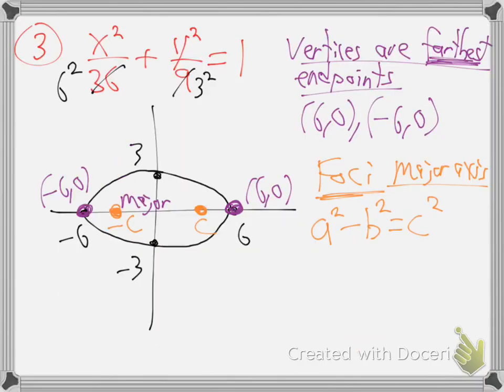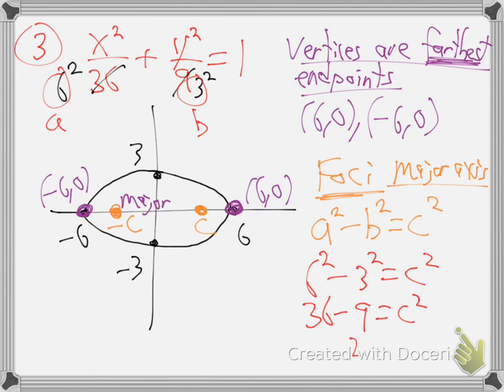Okay, so which one's the A then? So the two numbers, we have a 6 and a 3. Which one's bigger? 6, and B is 3. So it's 6 squared minus 3 squared is c squared. 36 minus 9 is c squared. 27 is c squared. Oh, minus. Yeah, it's not the normal Pythagorean. It's Pythagorean with a minus, for some reason. All right, c squared is 27.